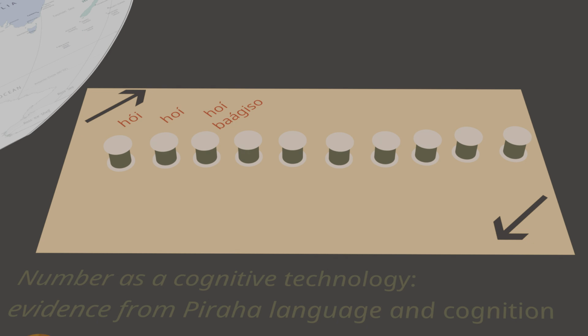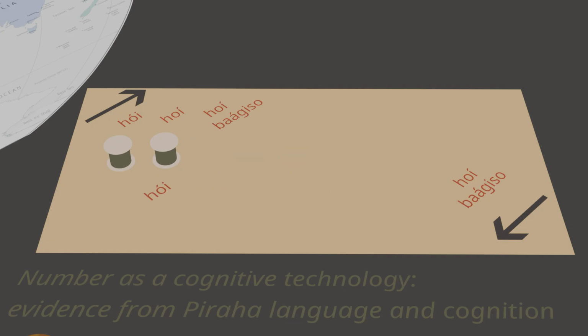From 10 down to 7, there was a mix of hue and báagiso, same as before. The surprising result was with hue, the word they thought might mean 1. Some started using that word when there were 6 spools still on the table. They all used it when there were 3 and 2 spools left. That being the case, it seems unlikely that hue means 1 as an exact quantity.